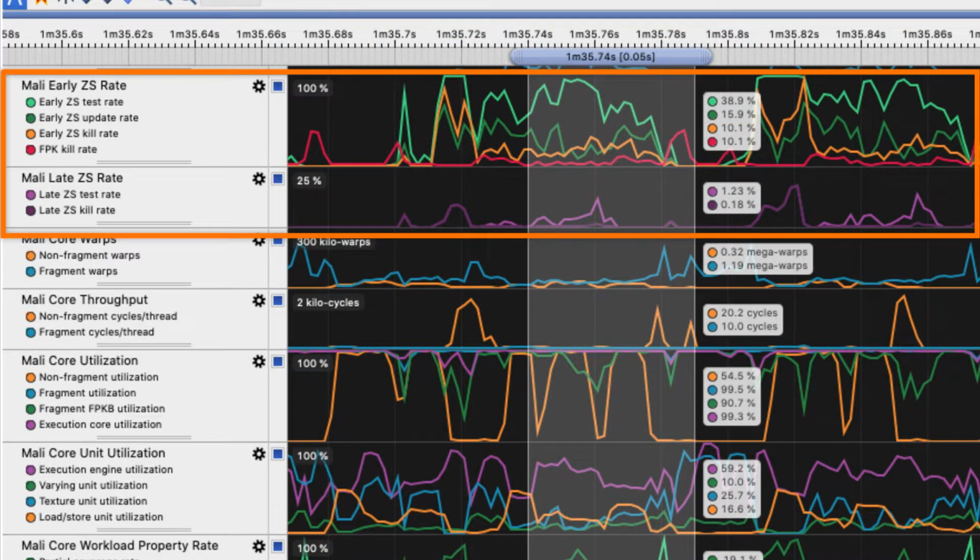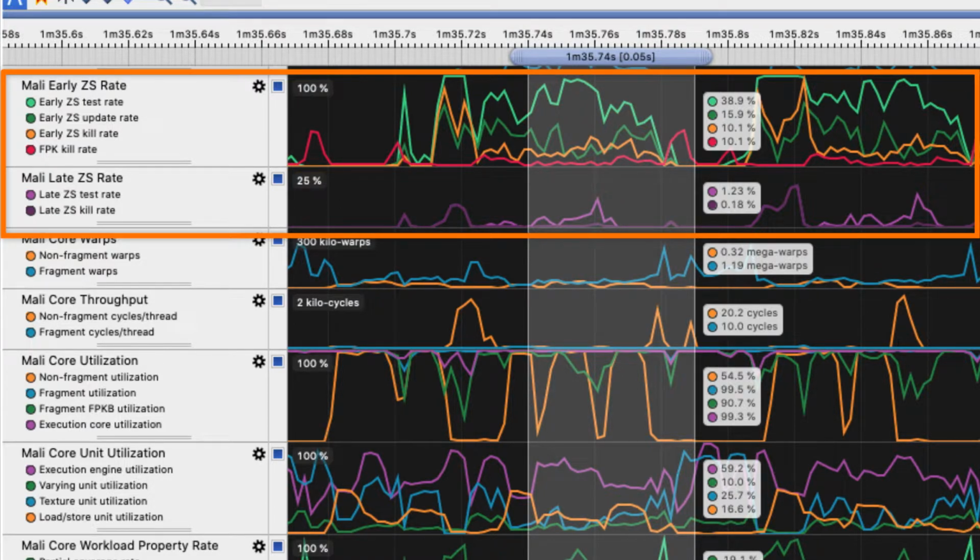It's always worth checking how the game is using early and late ZS testing to discard pixels that are hidden by other objects or stencil masks. Early ZS testing is relatively inexpensive because it happens before any pixels are coloured in by fragment shading. To get the benefit of early ZS, your application must pass in geometry in a front-to-back render order, starting at the point closest to the camera and moving further away.